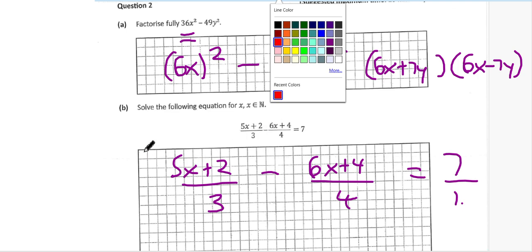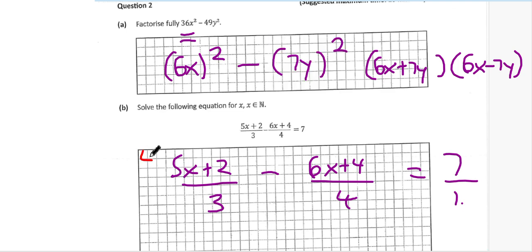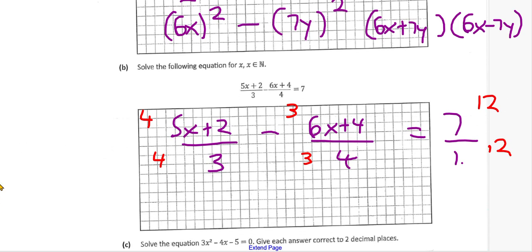No. Okay. So here's what we're going to do next. Over 12, yeah? Multiply top and bottom by 4. Multiply top and bottom by 3. Multiply top and bottom by 12. Now, 4 times 5x, 20x plus 8, isn't it?